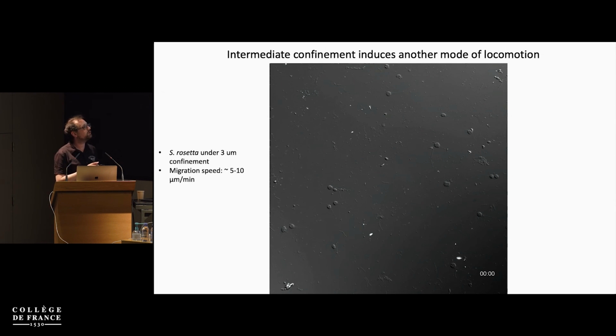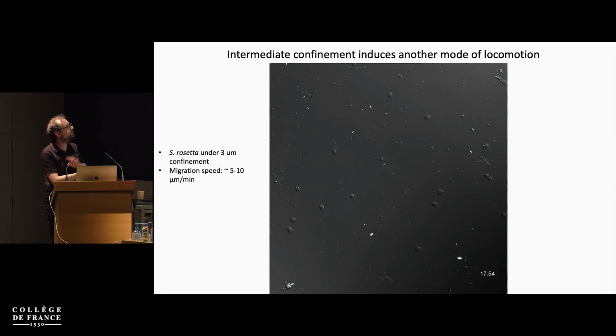In the maybe 1 minute left, I want to mention that under confinement, under intermediate confinement, 3 micron, we actually discovered that there is yet another mode of mobility that Koinos can do, which is flagellar gliding. You can see some cells here that move around very quickly. It's about 10 microns per second. It's much, much faster than the amoeboid crawling I described earlier. And we could show, based on some preliminary data, that what happens here is that the flagellum is capable of gliding and of propelling the cells under intermediate confinement.